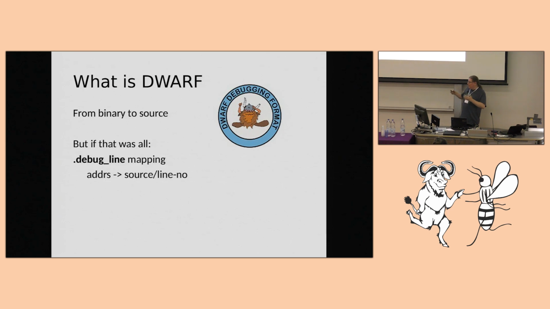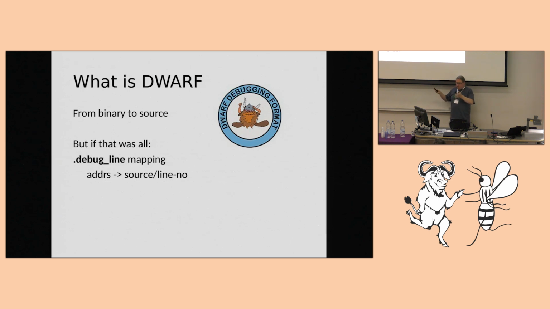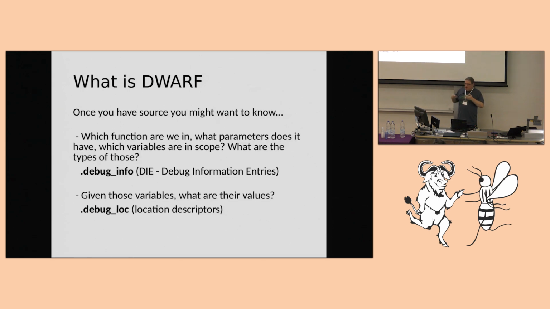If you're in a function, you might want to know where you came from, the call stack. And even if you just have the source, you might want to have all the macro definitions because you want to know what that piece of source code actually expands to. So DWARF is big. And there's lots of interconnected parts.